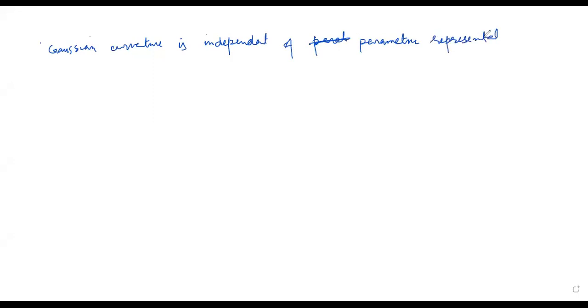So let me write. We have got Gauss, जो curvature है, is independent of particular parametric representation. Okay.